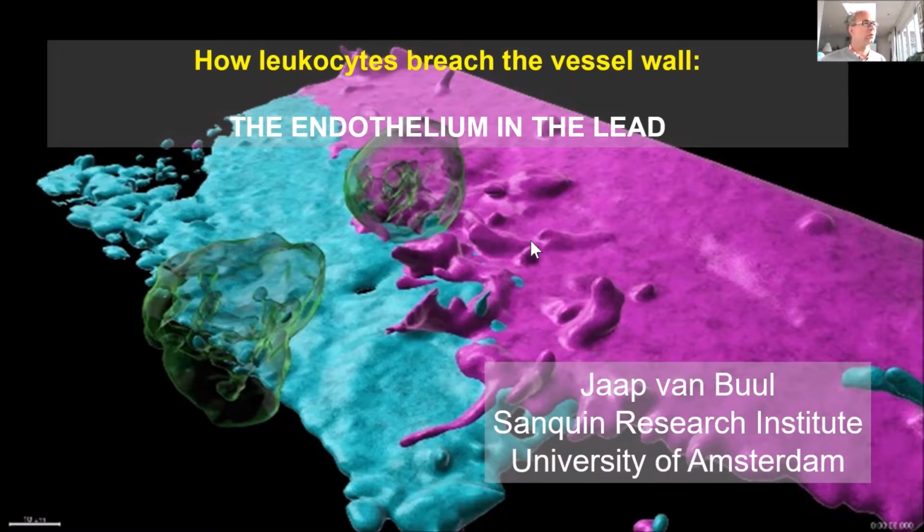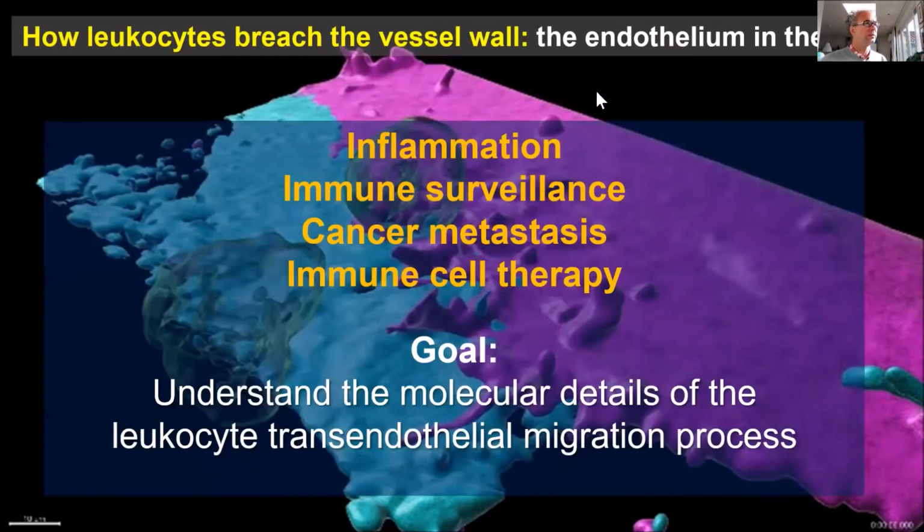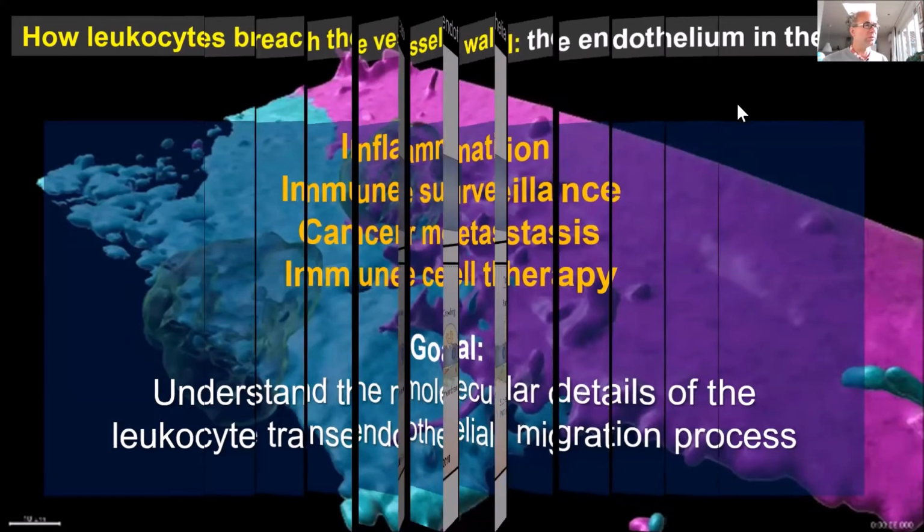Today we'll talk about how leukocytes breach the vessel wall. This process, known as transendothelial migration, is involved in several conditions in the human body. For instance, in inflammation, normal daily immune surveillance, but also cancer metastasis and, for instance, immune cell therapy. And the list can go on and on. But it's our goal in our lab to understand the molecular details of the leukocyte transendothelial migration process.